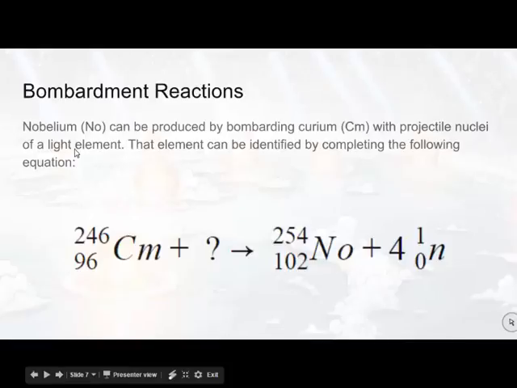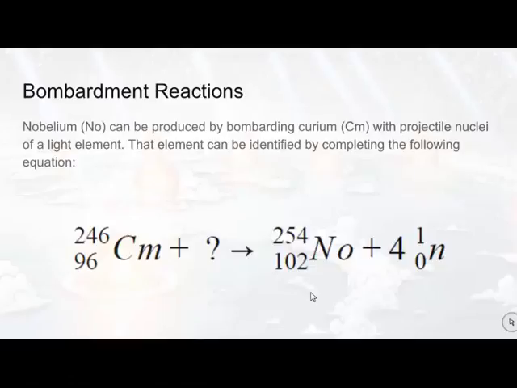Let's try an example here. Nobelium, named after the Nobel Prize that's given out, can be produced by bombarding curium with a projected nuclei of a lighter element. That element can be identified by completing the following equation. We're going to follow our same rule. We want the total sum on the top on the left to equal the total sum on the top on the right, and same thing on the bottom. We want the bottom numbers to sum to the same number as on the right.